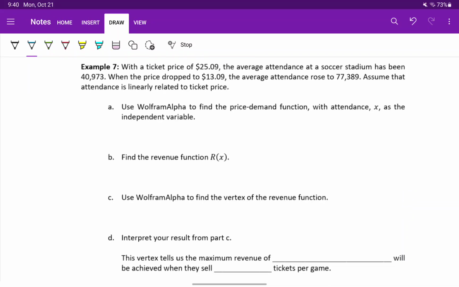In example 7, with a ticket price of $25.09, the average attendance at a soccer stadium has been 40,973. When the price dropped to $13.09, the average attendance rose to 77,389. Assuming that attendance is linearly related to ticket price, we want to use Wolfram Alpha to find the price demand function with attendance x as the independent variable.